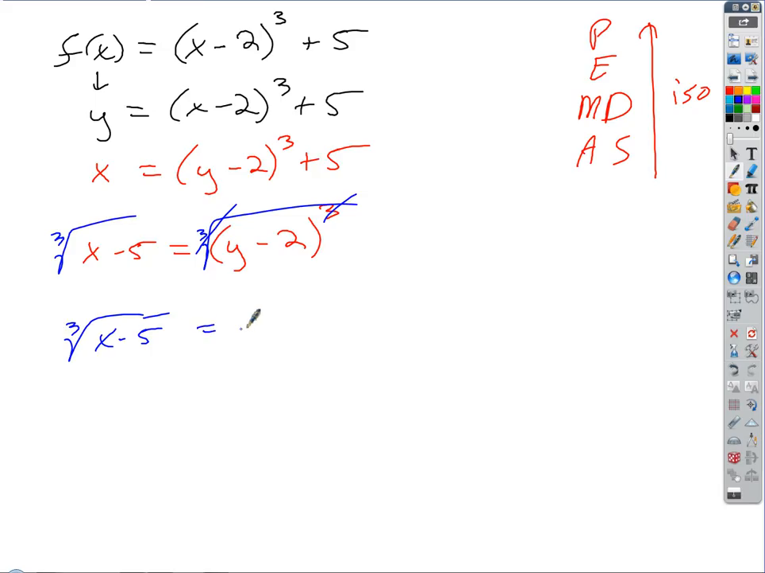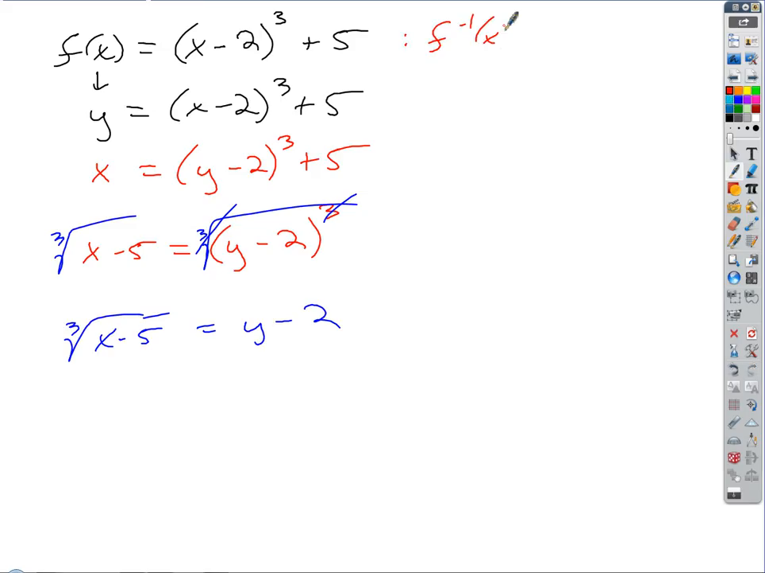So they go away, and now we've got the cube root of x minus 5 equals y minus 2. Last step, add 2. So we end up with the inverse function, f inverse of x equals the cube root of x minus 5, plus 2, right? Everybody buy that?